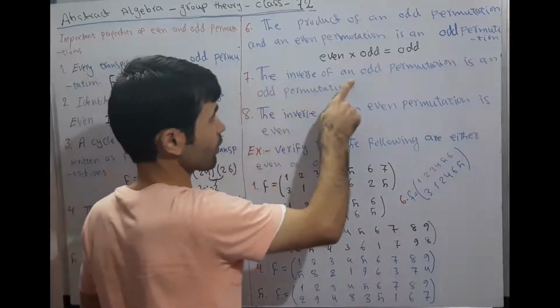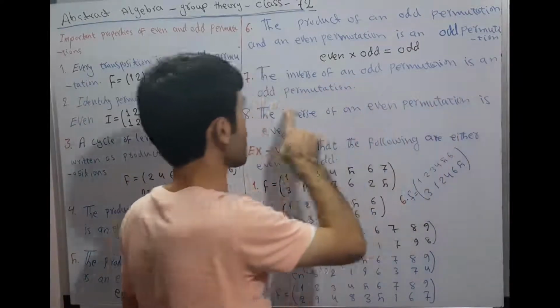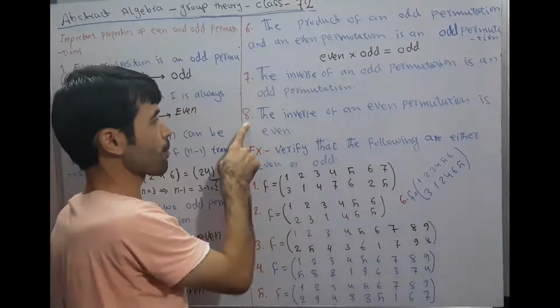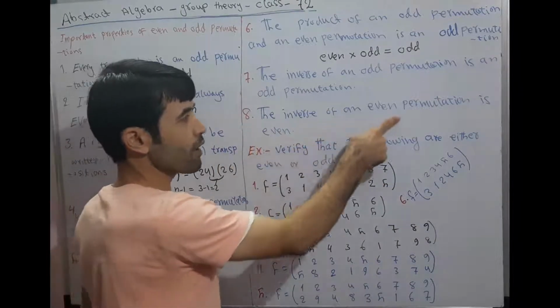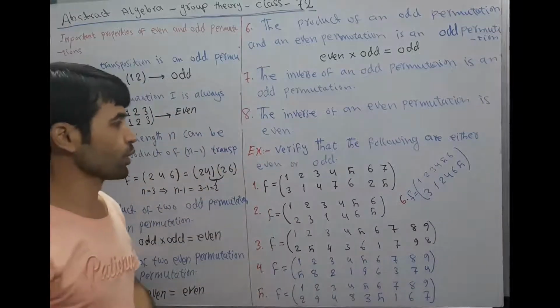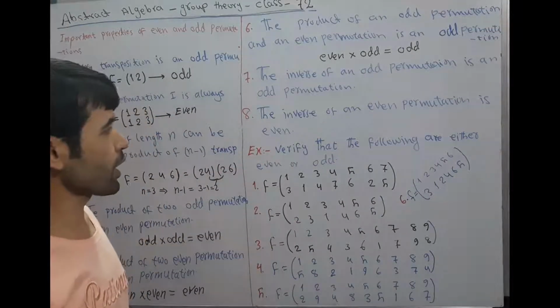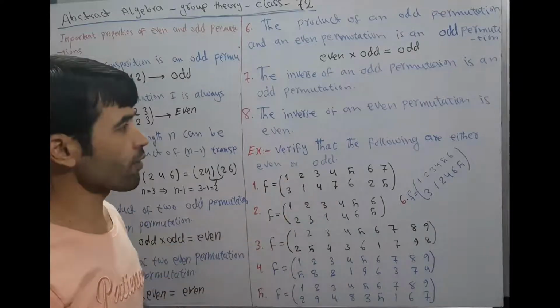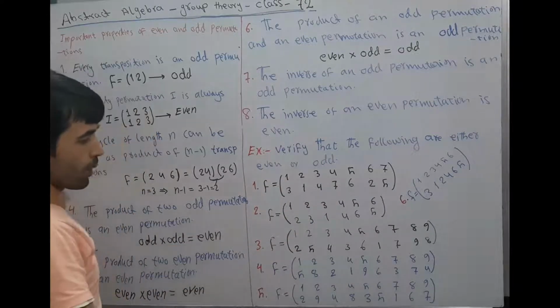Number 7, the inverse of an odd permutation is an odd permutation. Number 8, the inverse of an even permutation is an even permutation. Here are some examples. We want to verify whether they are even or odd permutations.